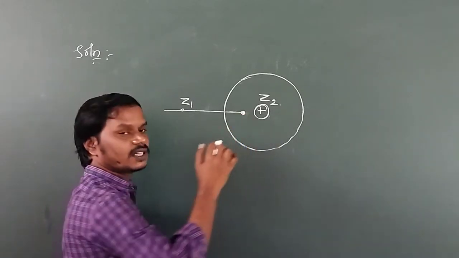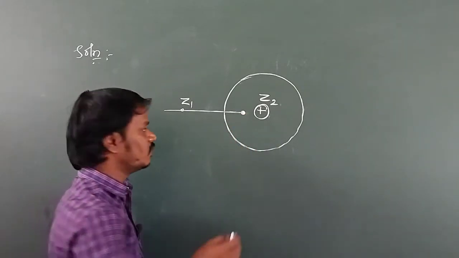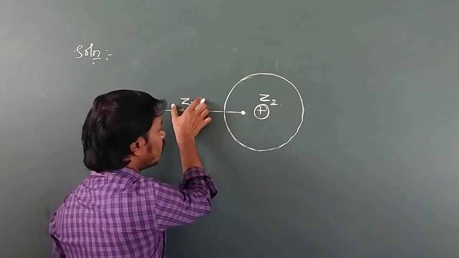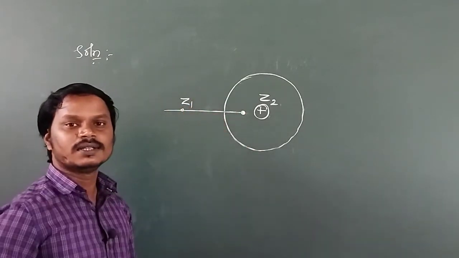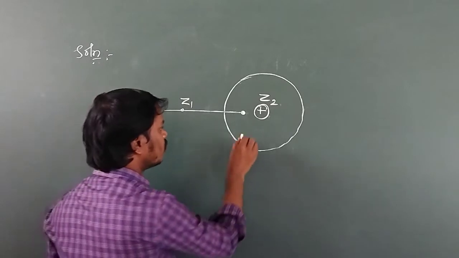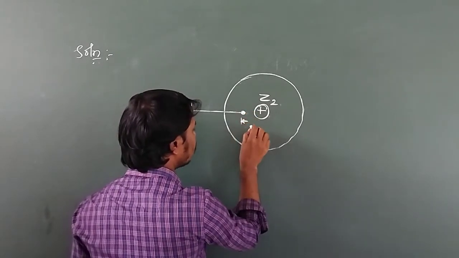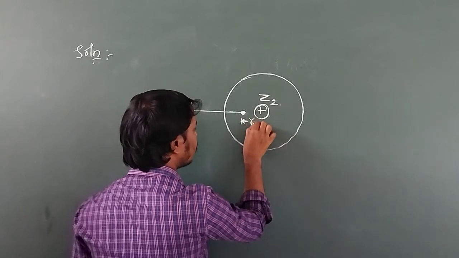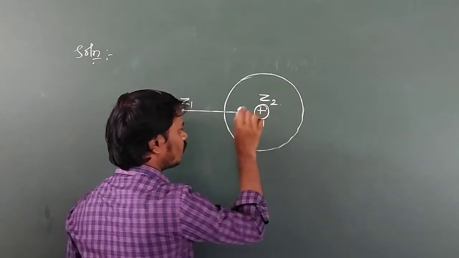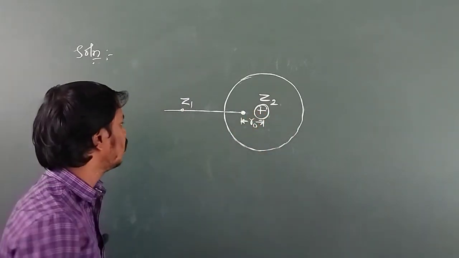Now, when it comes close to the nucleus, the energy of this particle becomes potential energy. Means the energy of this bombarding particle becomes potential energy. Now, the distance of this particle from the nucleus is called the distance of closest approach, and that can be represented by r naught.